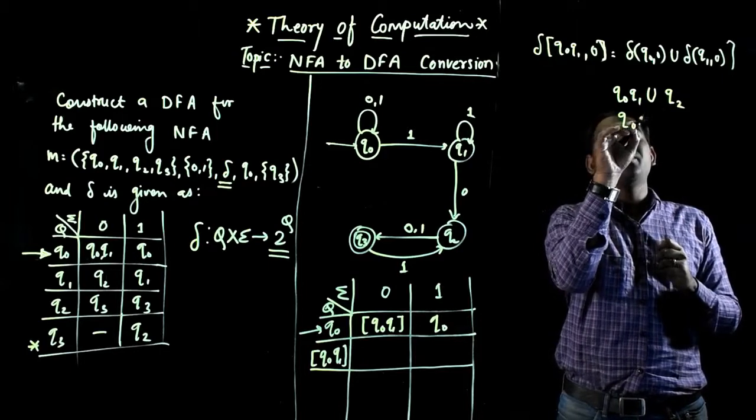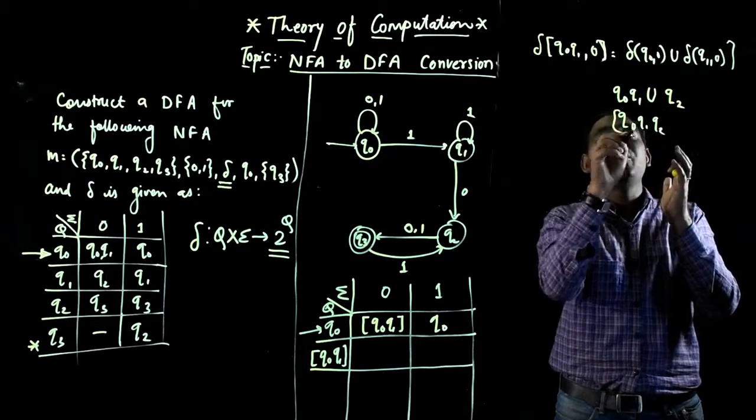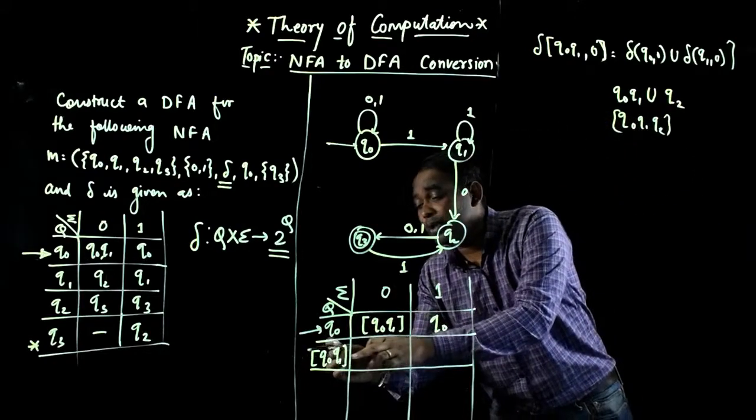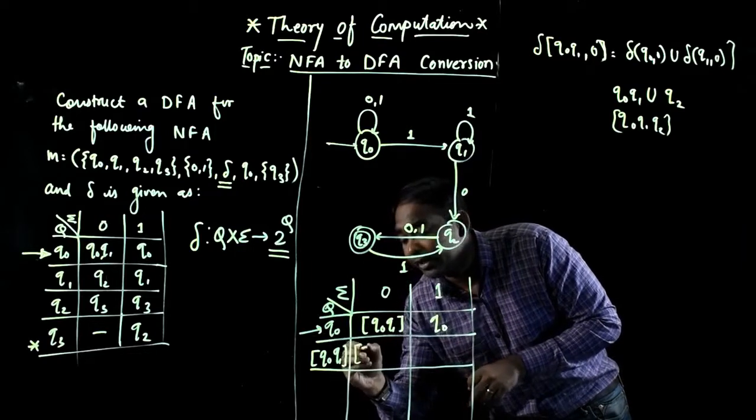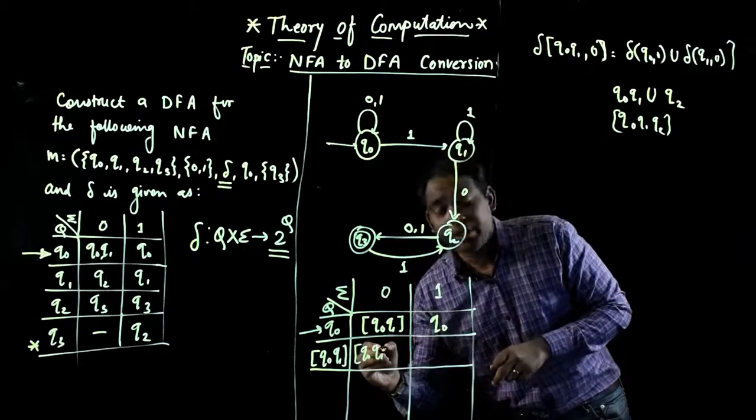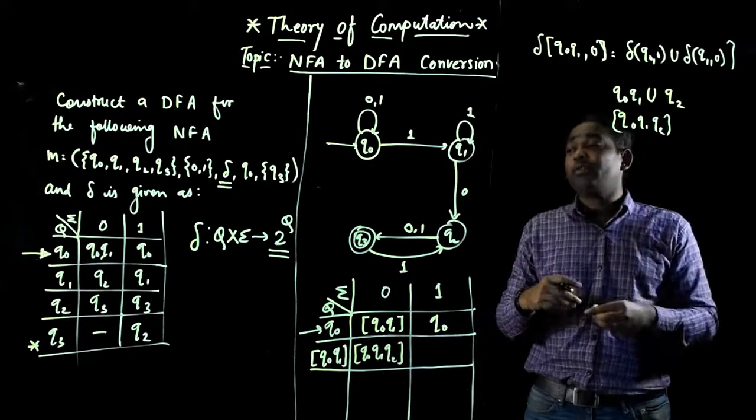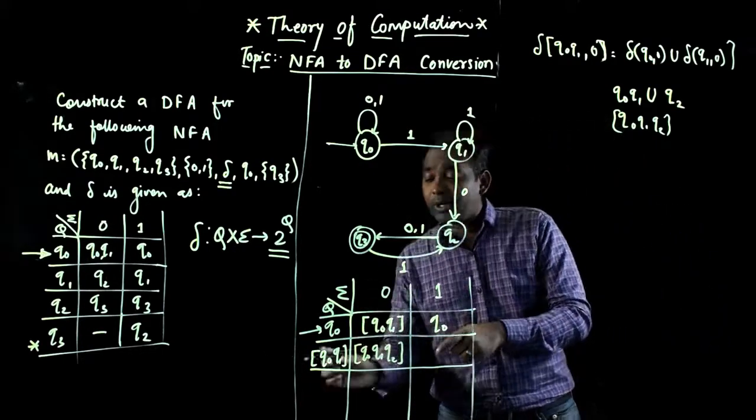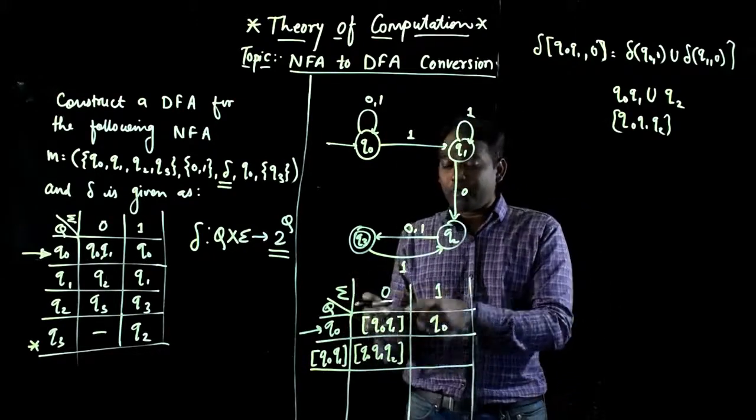What am I going to get? Q0, Q1 and Q2. So this is a new state that I am going to get on Q0, Q1 on 0. So I am going to write down this newly generated state here: Q0, Q1 and Q2. In the same fashion, we are going to find out the transition from this state on 1. So Q0, Q1 on 1.